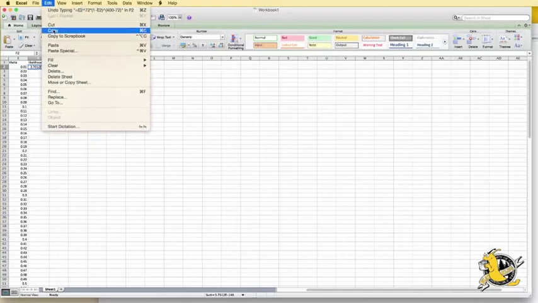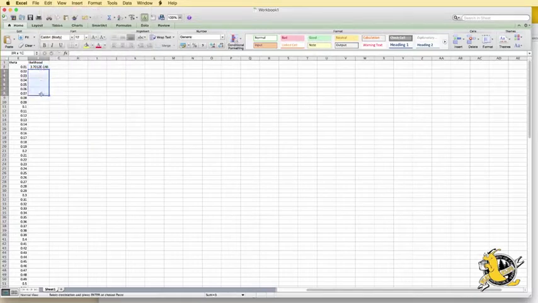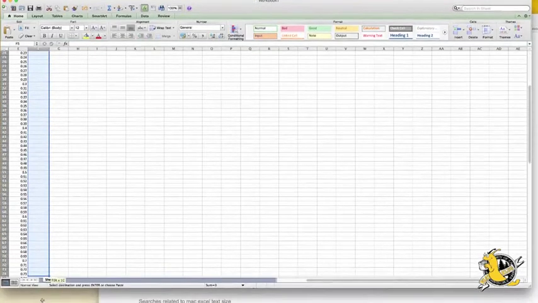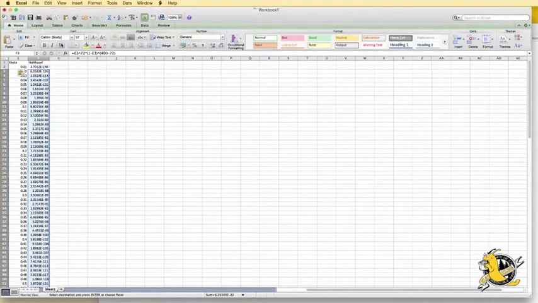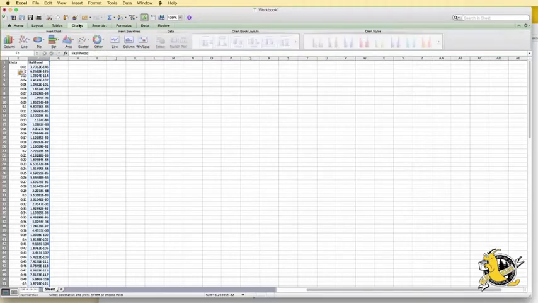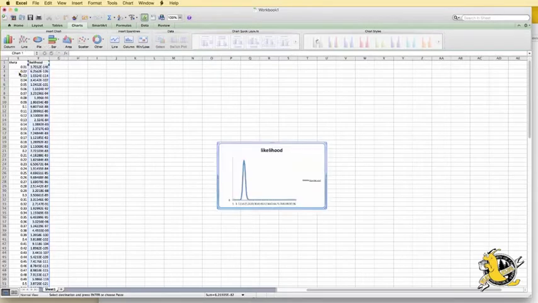What we can do is copy this formula and then paste it into all the remaining cells. Excel has now filled in the likelihood values for us and recomputed them for each of the possible theta values. In order to make a plot of this, we'll use a chart. So I'll highlight the column with the likelihood values, go to Charts, choose a line chart, and do a basic line chart.